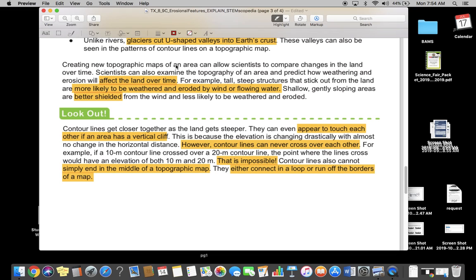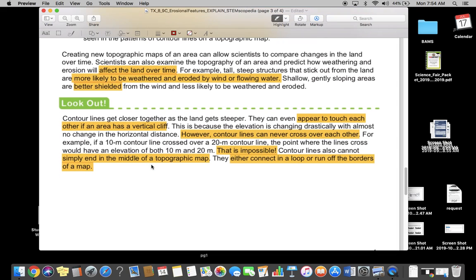Creating new topographic maps of an area can also allow scientists to compare changes in the land over time. Scientists can also examine the topography of an area and predict how weathering and erosion will affect the land over time. For example, tall, steep structures that stick out from the land are more likely to be weathered and eroded by wind or flowing water. Shallow, gently sloping areas are being shielded from wind and are less likely to be weathered and eroded.